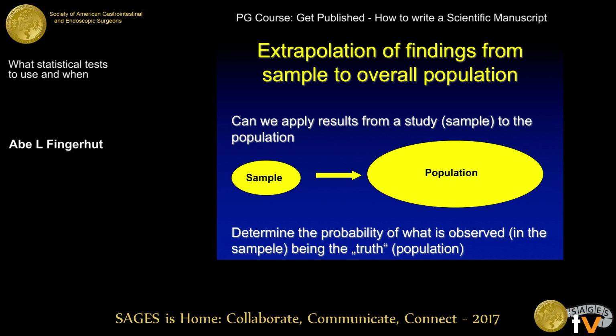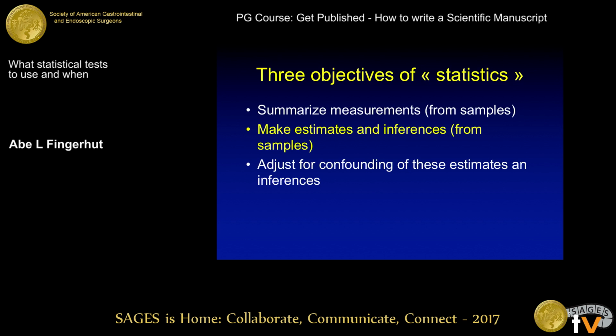We want to be able to determine the probability, William Osler said that, of what we have observed in that example being the so-called truth in the overall population.